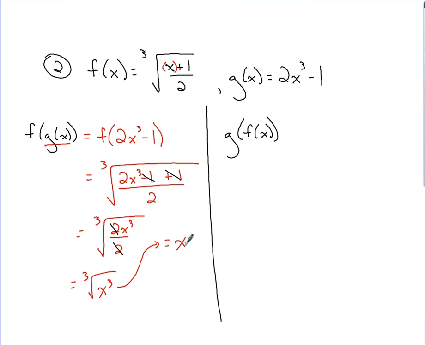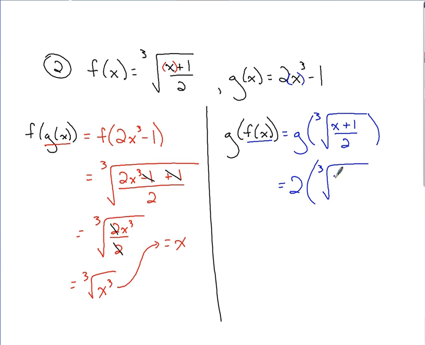For g of f of x, start with f of x. Working from the inside out, f of x is the cube root of x plus 1 all over 2. We are taking that, plugging into the function g. So as we plug that in the function g for every x that we see, when we substitute in, we've got 2 times x gets replaced with cube root of x plus 1 over 2. All of that is being cubed, right? Minus the 1.